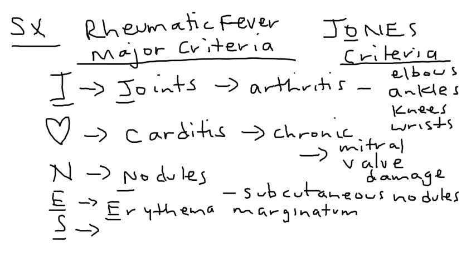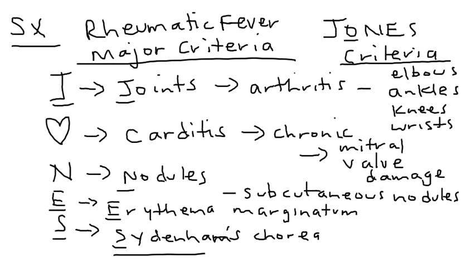And the final major criteria is S for Sydenham's chorea. And Sydenham is somebody's name, I think. And chorea, as you know, is a neurologic movement disorder. And in particular, with rheumatic fever, what you're talking about is rapid and irregular jerking movements that can happen.